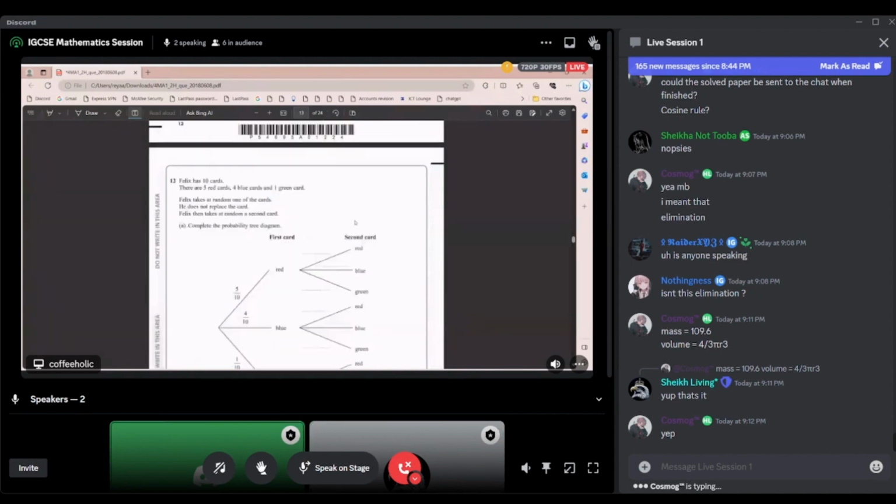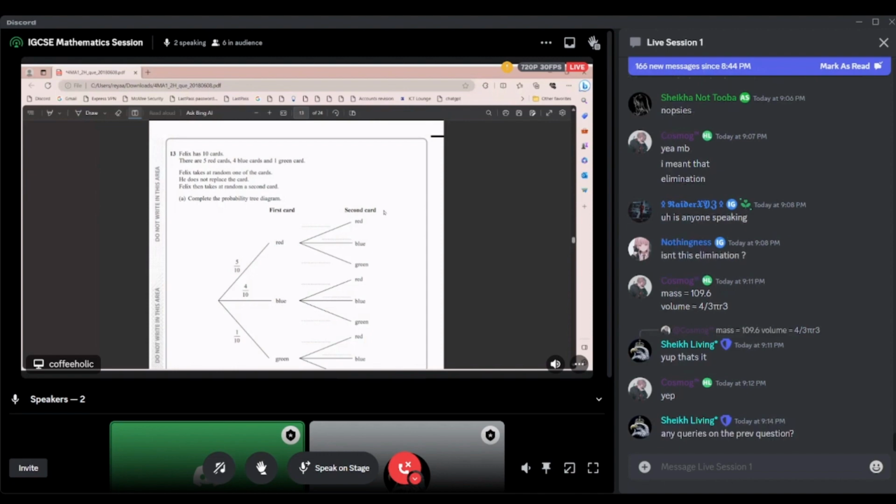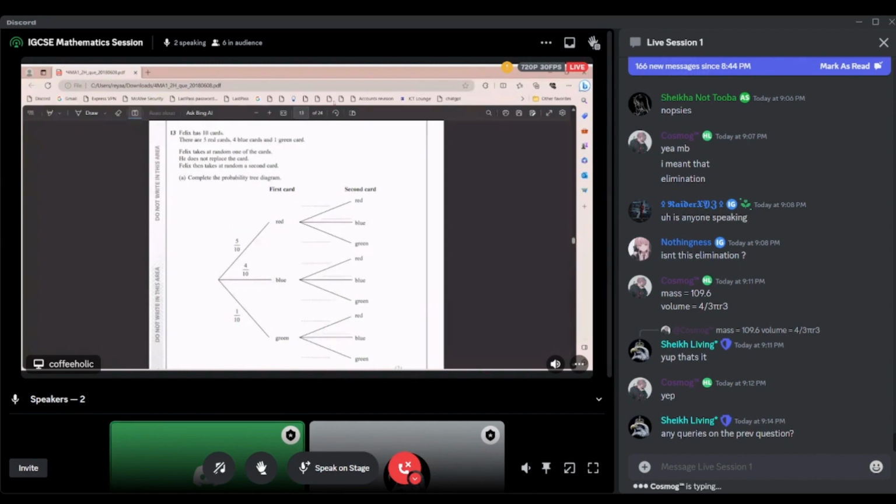Moving on, guys, the next question is probability related, and it's one of the most common questions that I've seen when I was doing past papers. They ask it all the time, so do be confident with it. It says, Felix has 10 cards, 5 red, 4 blue, and 1 green. He takes one random card and does not replace it. He then takes a second card. To complete the probability tree diagram, 5/10 is red. The second card being red, the probability would be 4/9, because remember, 10 were there before, but he's already taken one. So there's 4 red and 9 in total.